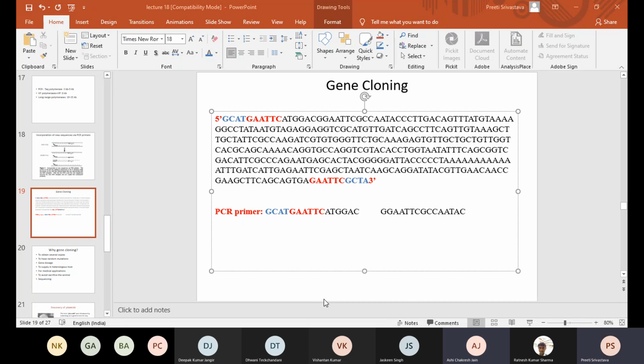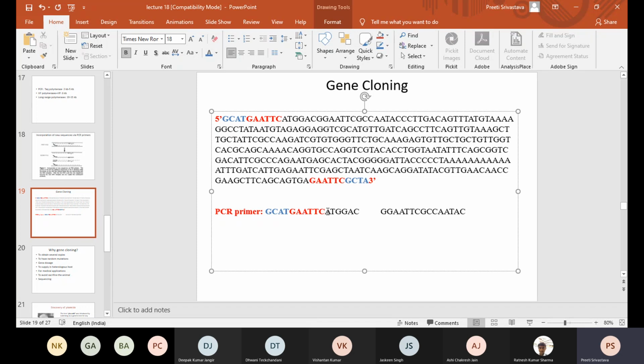So why can it bind to other places? Ma'am, the primer also has a sequence. So only 6. That's the point, because you have only 6 nucleotides. So the specificity of the primer is not there at all, right? Because this part is not present in the template, right?